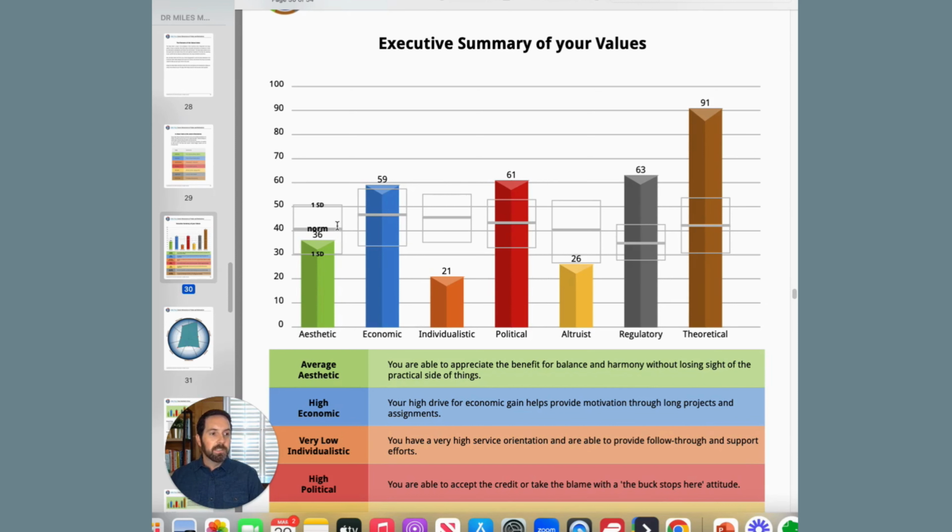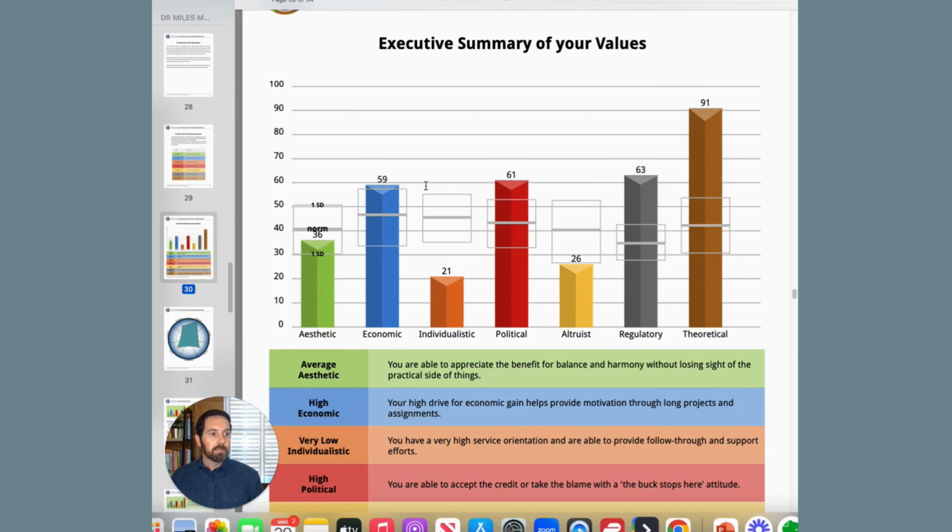So the reason that's important is because you can't be high on everything because it would exhaust you. But these are the areas that you really need to be working in, right? So this particular person is such a high theoretical, they have to be in an environment, they have to be in a job where they are learning and that they are constantly able to scratch that itch. Again, regulatory is another big one for them.